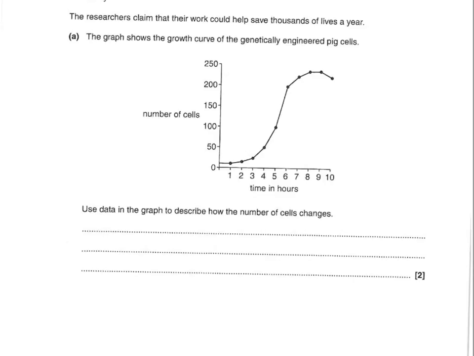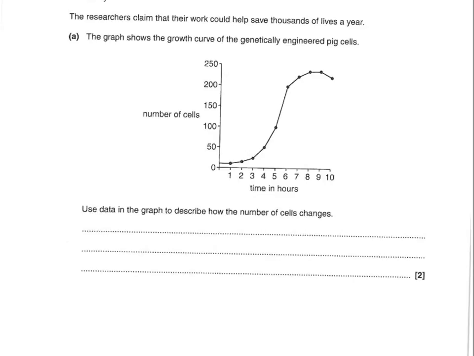So, to get the 2 marks here, you can say any 2 of these 3 things. So it says, firstly, you can say there's a slow increase at start, then rapid increase, or there's an increase followed by a decline. So that's just describing what the graph shows.